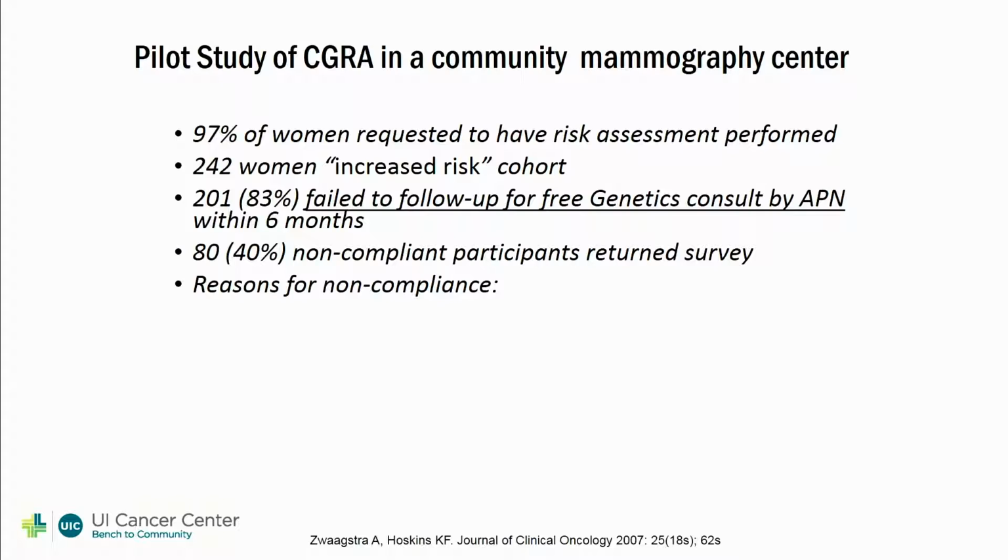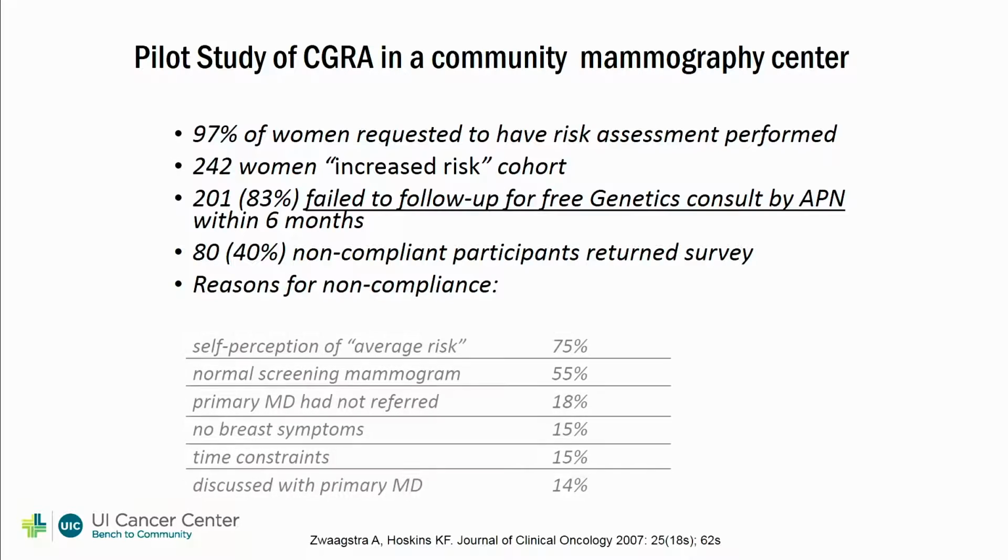I'll just point out, we did this experiment 10 years ago. We had the exact same results. I'm a slow learner, I guess. We did this in a mammography center, and almost 100% of women wanted the information. And about 200 were increased risk. Same thing, a free consult. 83% didn't show up. Only 17% came.